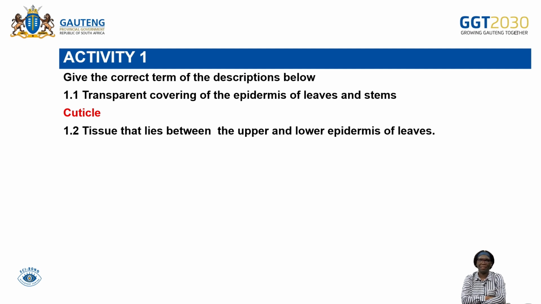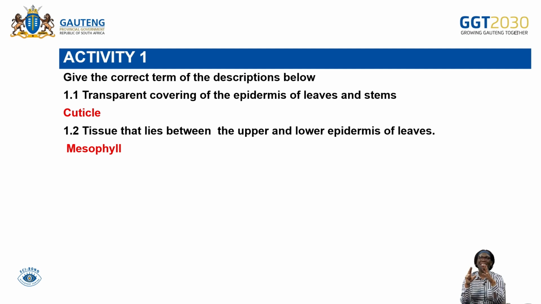The second one. What is the tissue that lies between the upper and the lower epidermis of leaves? Grade 11 learners, the tissue that lies between the upper and the lower epidermis of leaves. Okay, the answer is the mesophyll.